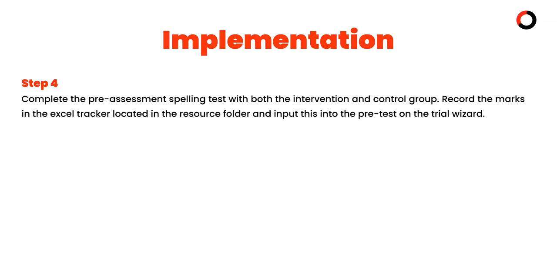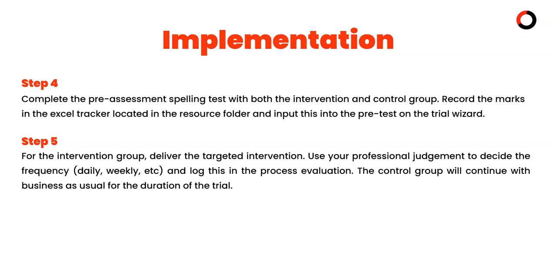Record the marks in the Excel tracker located in the resource folder and input this into the pre-test on the trial wizard. Step 5. For the intervention group, deliver the targeted intervention. Use your professional judgment to decide the frequency, whether this is going to be daily, weekly, and then log this in the process evaluation. The control group will continue with business as usual for the duration of the trial.